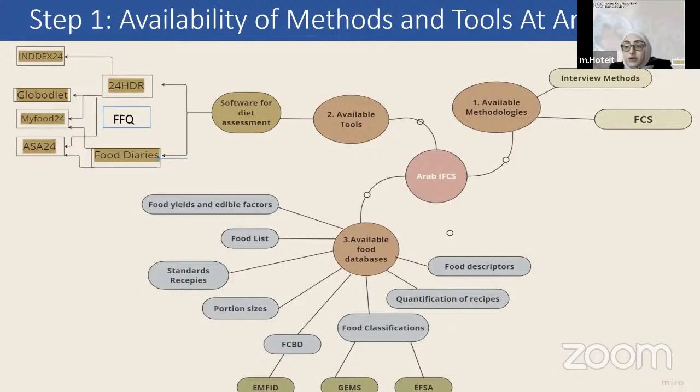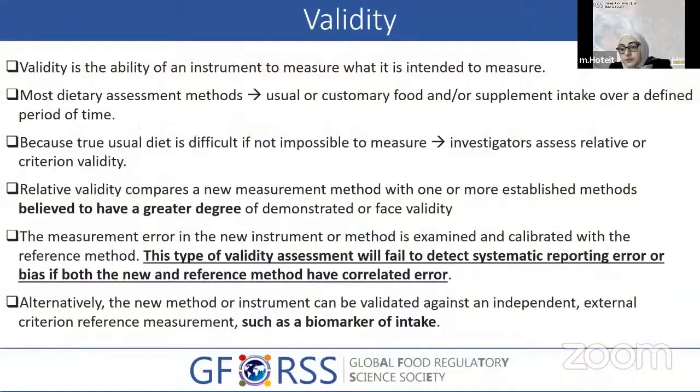And I would like to share with you that we now have at the Arab level a common Arab food composition platform called Eastern Mediterranean Region Food Information Data Bank, or AMFID. So as food classification, both GEMS or EFSA or any other classification can be used. In addition, food lists and recipes adapted to the Arabic cuisine will be used.